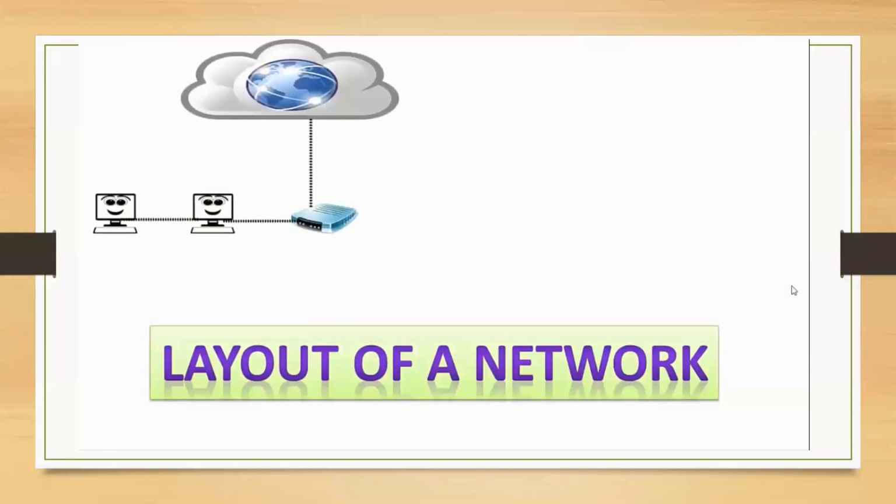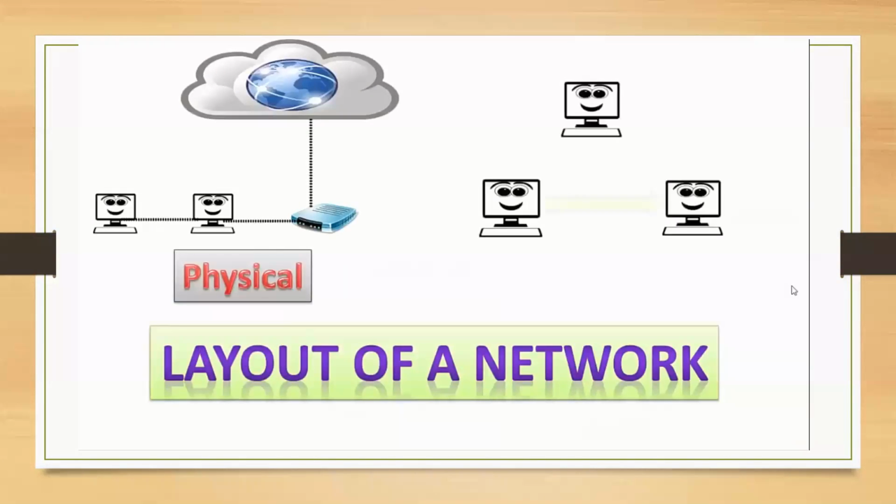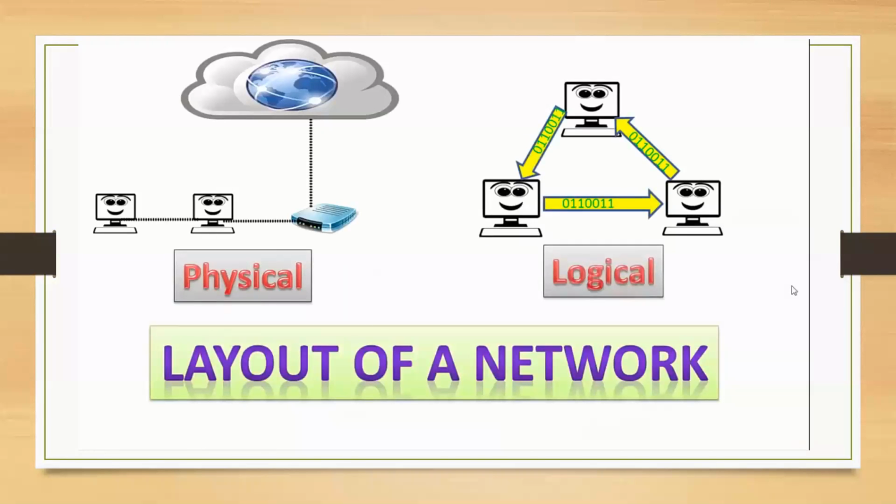A network topology describes how a computer network is connected, either physically or logically. That means when data transfers in a predefined layout, then it is logical. Let's talk about the first topology.